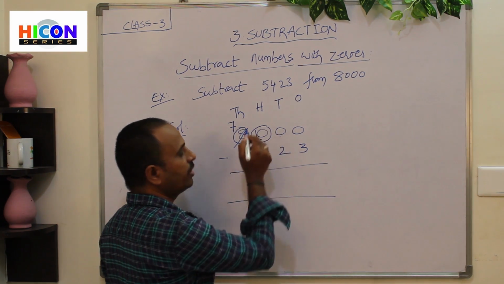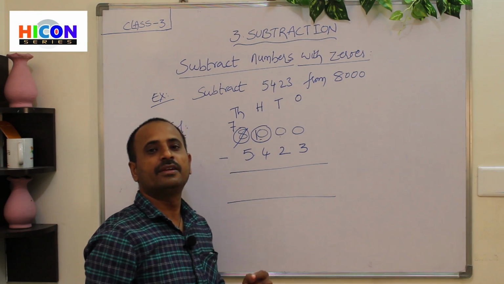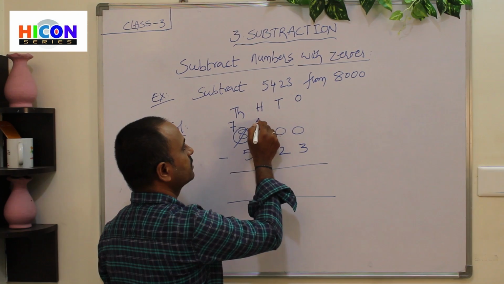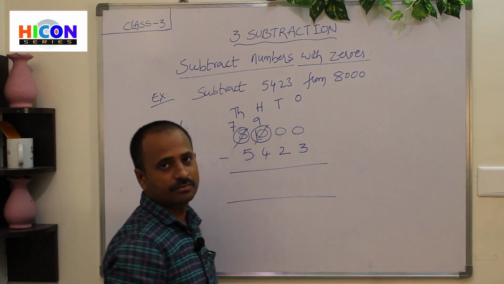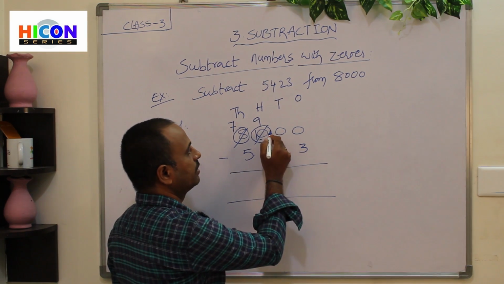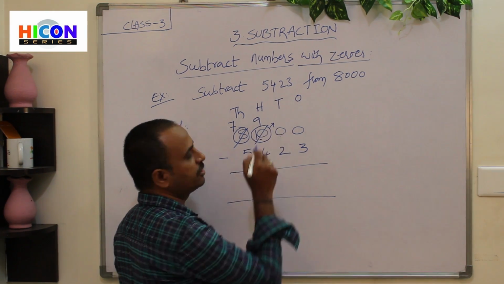So now borrow 100 from the 10 hundreds. Then how many hundreds will be there? There will be 9 hundreds. So write 9 here. So children, in the same way, now the 100 carried to tens place.